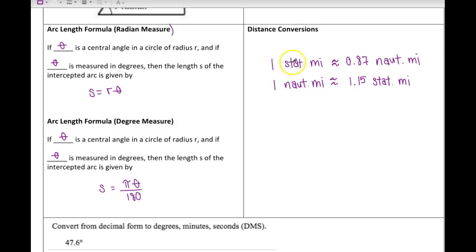Now, distance conversions. This is an abbreviation for statute miles. A statute mile is basically a regular mile, 5,280 feet, a land mile, if you will. This is an abbreviation of nautical miles. A nautical mile is the length of 1 minute of arc along the Earth's equator. So if you imagine the globe of the Earth, and then imagine a central angle that measures 1/60th of a degree, that intercepts an arc that is 1 nautical mile long. Okay, so these are conversions between statute miles and nautical miles.